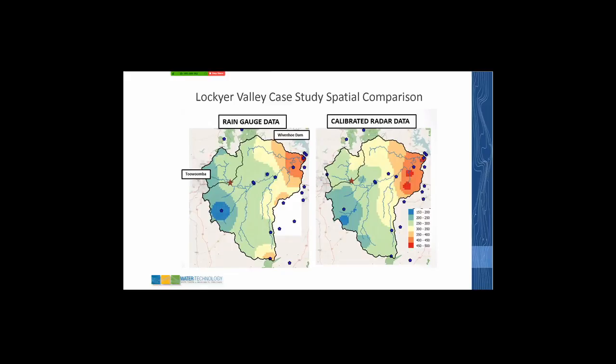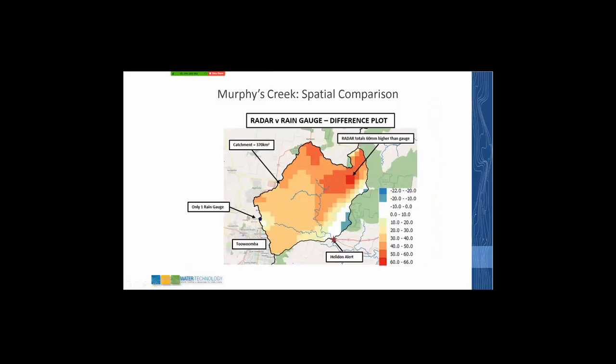If we look at that in a little bit more detail, this is a plot of the Murphy's Creek catchment showing the difference between those two surfaces. You have one rain gauge at the top of the catchment, and so at the top of the catchment it's more or less the same. And then as you move across to the eastern side of the catchment, you've got radar totals that are showing some 60 millimetres higher than the interpolated surfaces based on rain gauges.